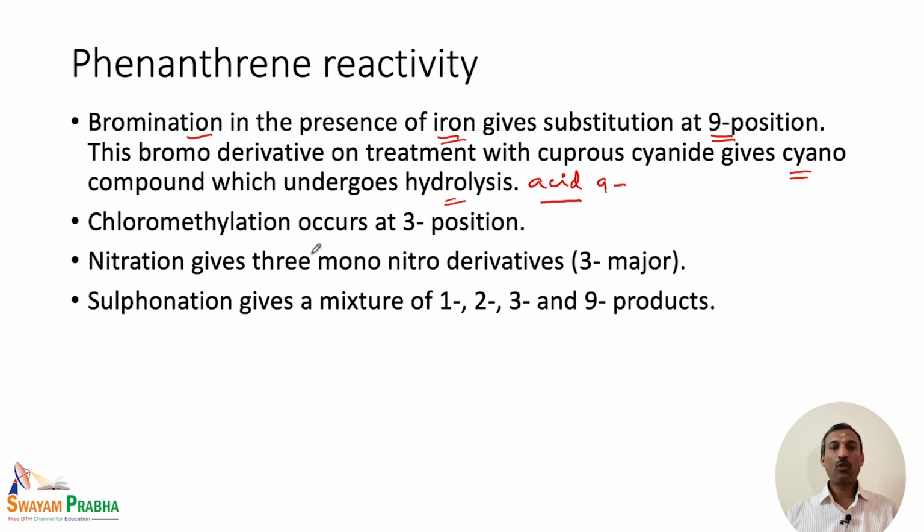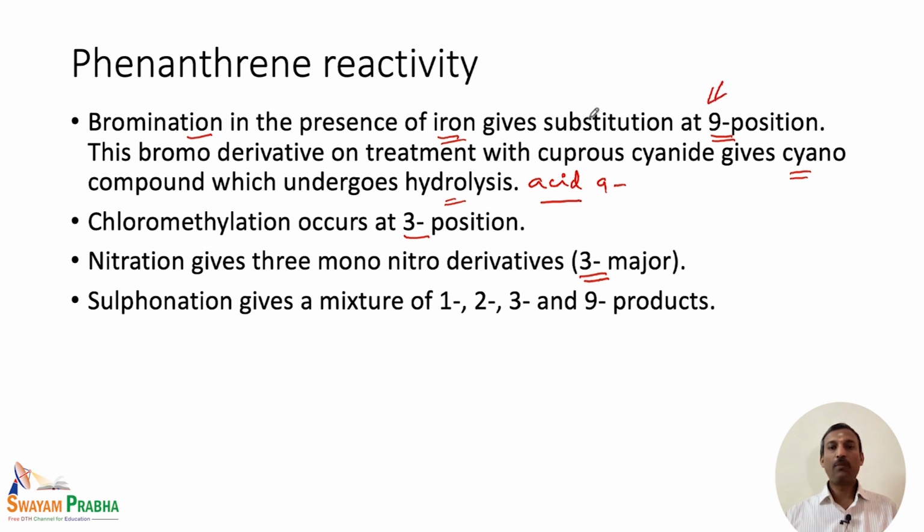And when we do the chloromethylation, the reaction occurs at 3 position. Nitration also gives various derivatives, like 3 mononitro derivatives are formed, where substitution at 3 position is the major product, because these are electrophilic substitution reactions. In this particular case, the aromatic ring undergoes the reaction and not the isolated double bond. So that is the difference.